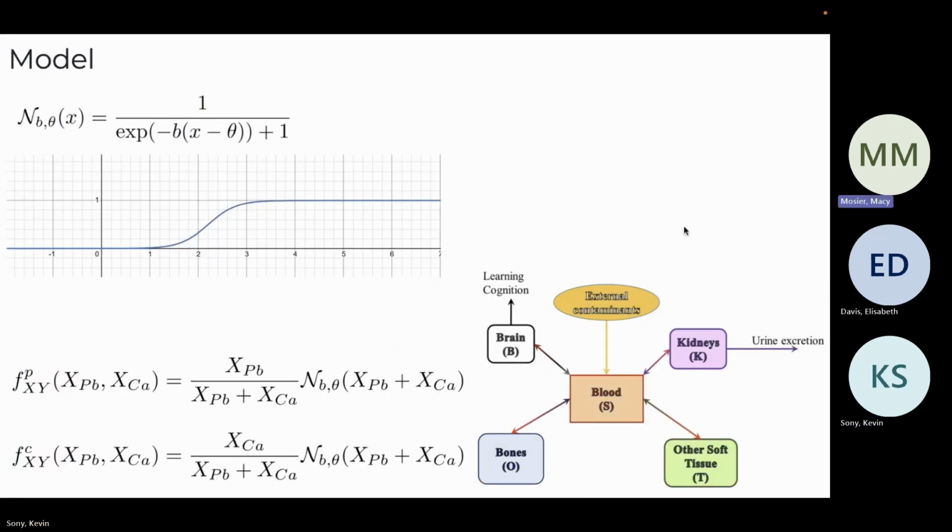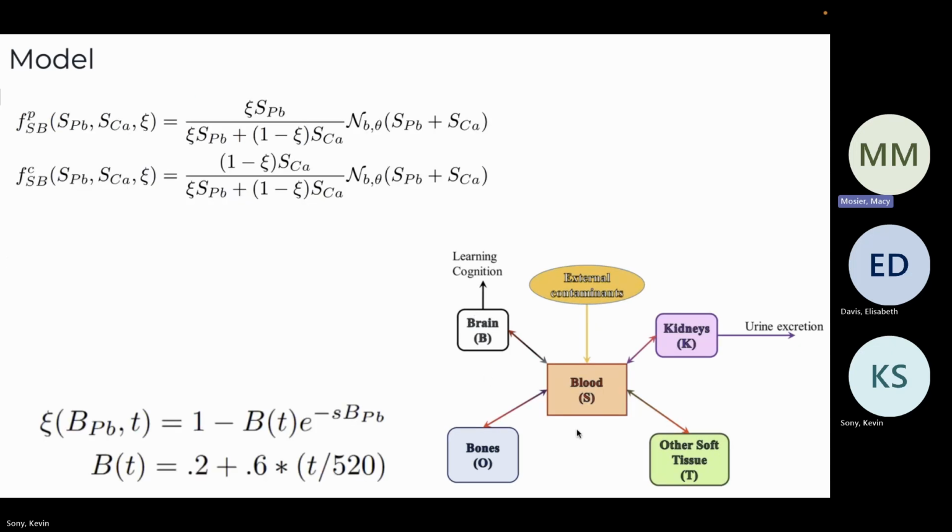Now we're going to begin to develop our differential equation model. Traditionally, this function n is a sigmoid that represents the chance of a molecule going from compartment X to compartment Y, where lowercase x is the concentration of a molecule in compartment X. Because calcium and lead compete for the same biological pathways, we replace that small x with the sum of the concentrations of lead and calcium in compartment X. To model the rate of change of a molecule going from compartment X to compartment Y, we multiply this n function by the ratio of the concentration of lead in compartment X to the sum of lead and calcium, and similarly for calcium, the ratio of calcium to the sum of lead and calcium multiplied by this n function.